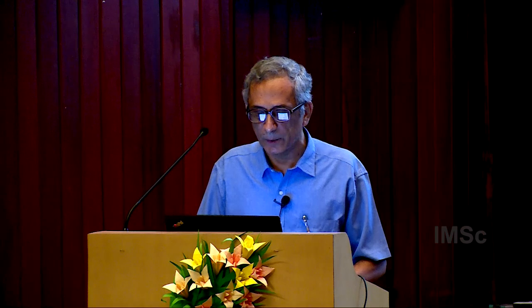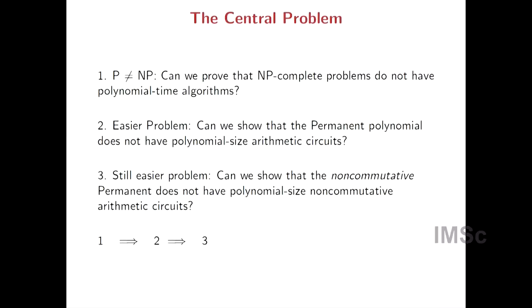This problem was posed by Noam Nisan in 1991. The problem is still open, but that's the theme, and that's the reason why we are interested in the non-commutative domain. As I just mentioned, it's easy to prove mathematically that proving P not equal to NP is harder than, or will imply, that the permanent polynomial does not have polynomial size arithmetic circuits, which will imply that the non-commutative permanent will not have polynomial size non-commutative arithmetic circuits. So we should try the third first.